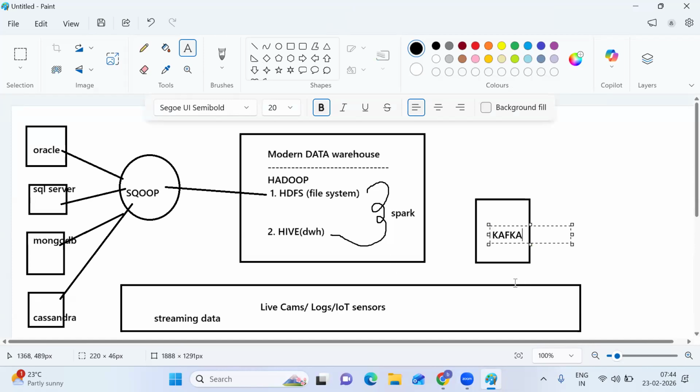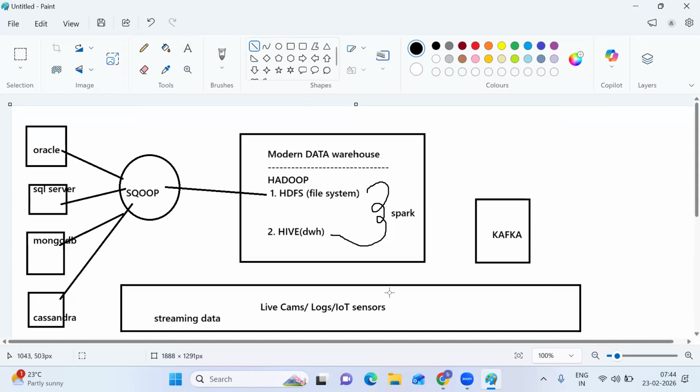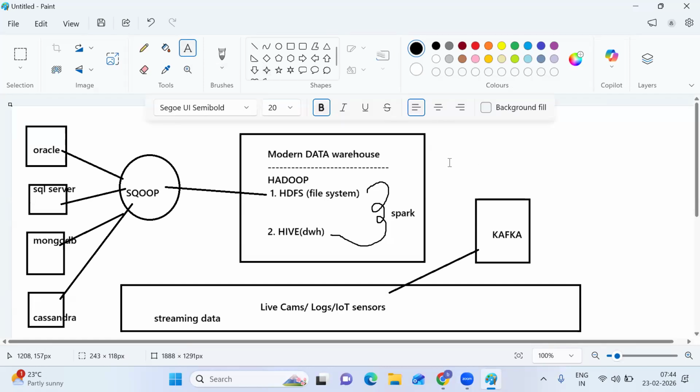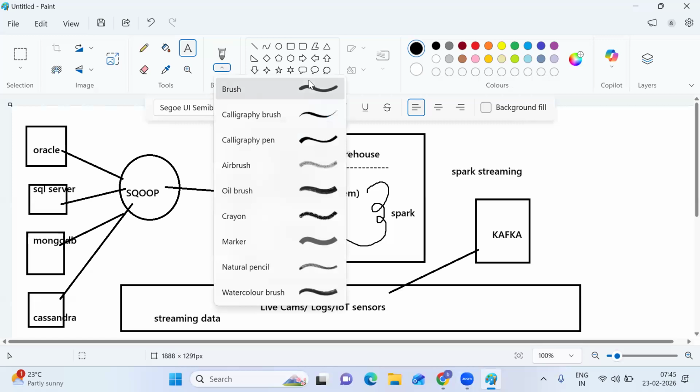All streaming events will be dumped into this Kafka. So for this directly, you are writing Kafka jobs. Kafka also can be written in multiple languages. After that, using Spark, within the Spark, Spark streaming is there. This is very important, Spark streaming, even in Microsoft Fabric also. So Spark streaming will collect from this Kafka.